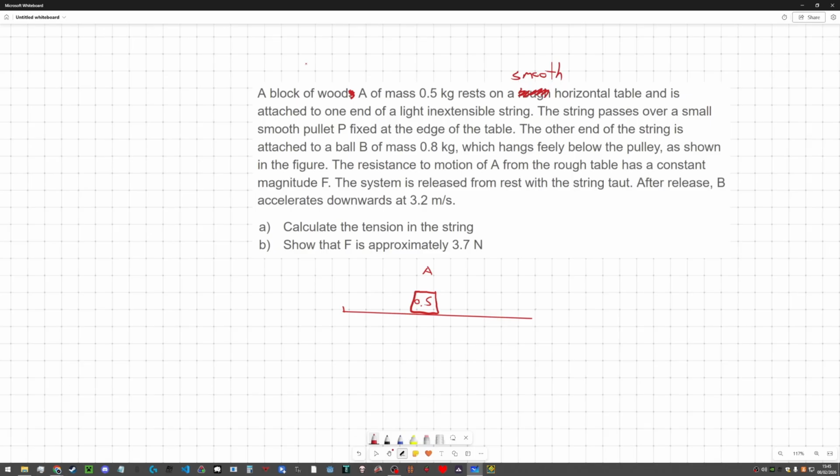Right. A block of wood A of mass 0.5 kilograms rests on a smooth horizontal table and is attached to one end of a light inextensible string. The string then passes over a small, smooth pulley P fixed at the edge of the table. The other end of the string is attached to a ball B of mass 0.8 kilograms, which hangs below the pulley.